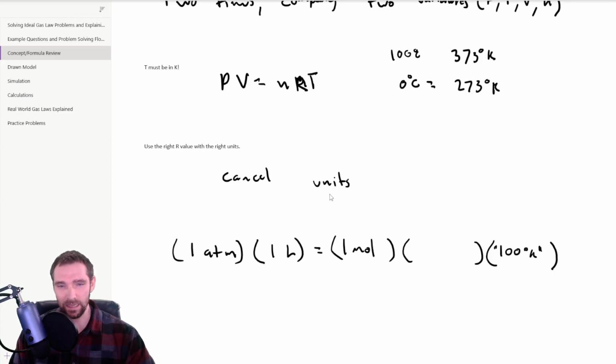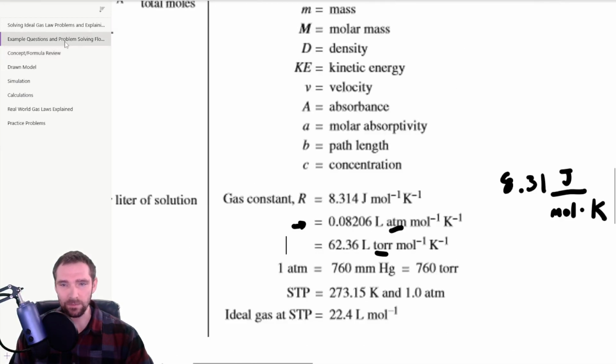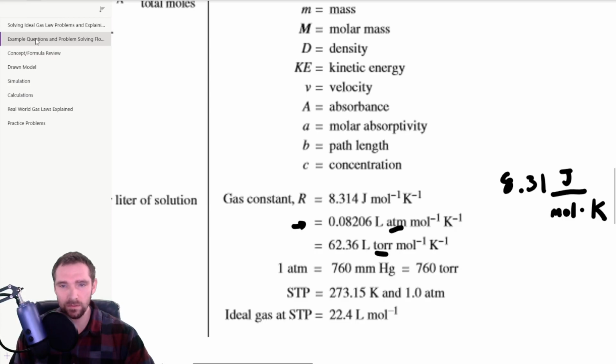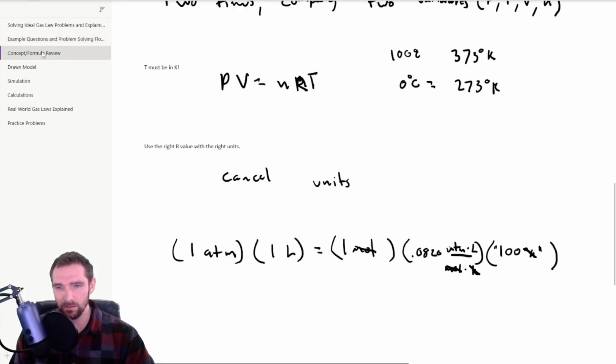So here we need to have some units that would be atmosphere liters over mole Kelvin, because you need to cancel out these moles and you need to cancel out these kelvins and leave you with atmosphere liters. So we need the R value that's in that atmosphere liters. So it's the 0.0826. Was it 206? So just be careful about that in setting up your R values, right?